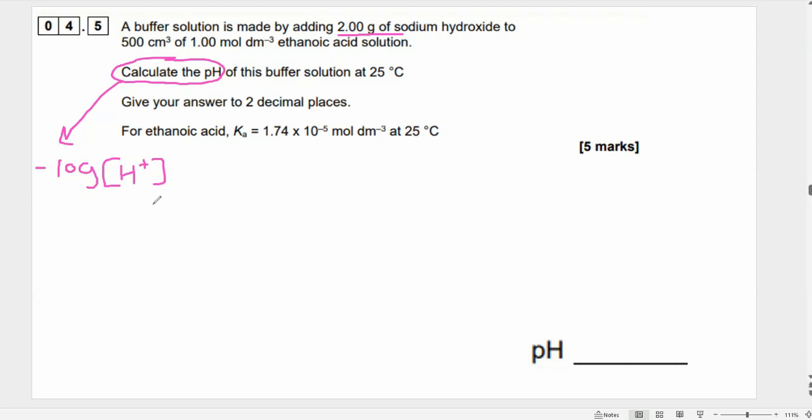Now, there's an equation for buffers that you need to memorize, and you can look at why you rearrange it like this, but it's just easier to remember this. So let's start by actually writing the correct one. I'm going to just write the rearrangement, and that is that the hydrogen ion concentration is equal to Ka times the acid over the salt.